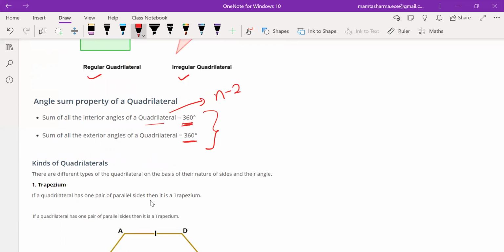Apply this formula, n minus 2 into 180. Put the value of n. N will be 4.